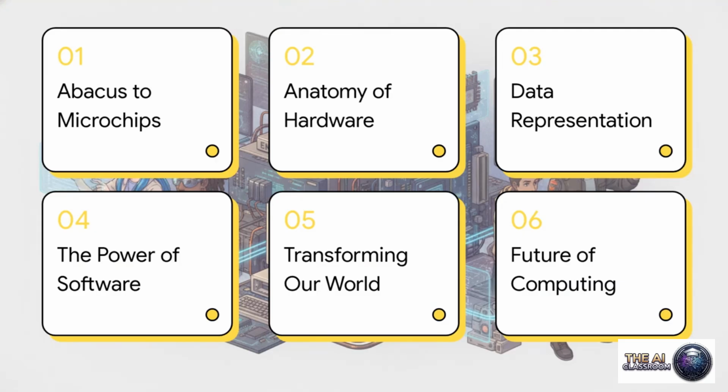So here is our roadmap for today. First, from abacus to microchips. Second, the anatomy of hardware. Third, how computers represent data. Fourth, the power of software. Fifth, transforming our modern world. And finally, the future of computing.